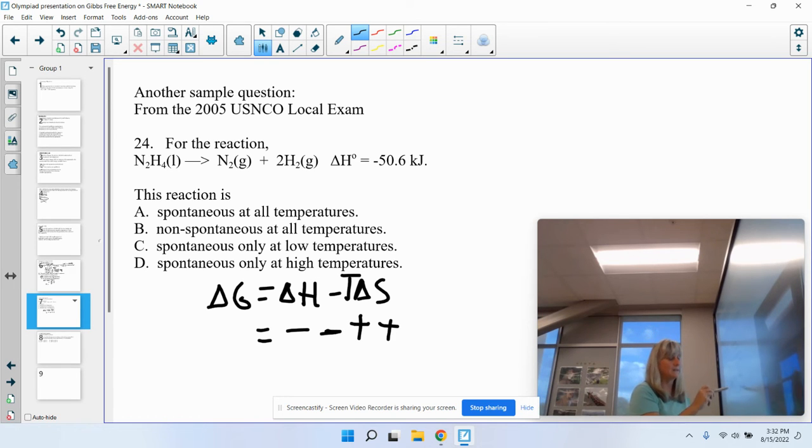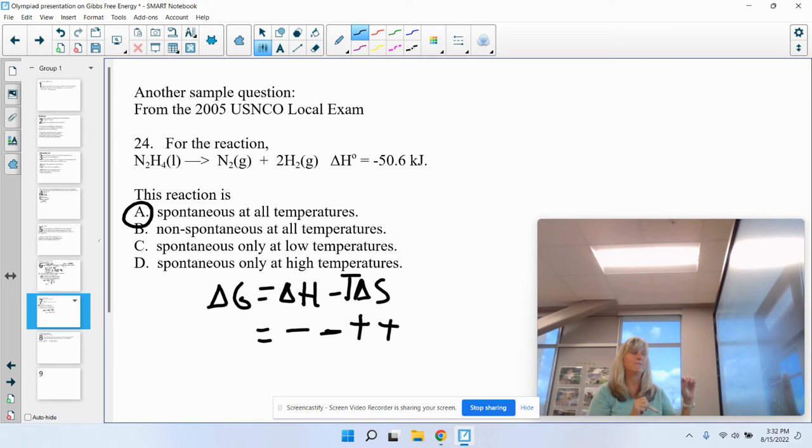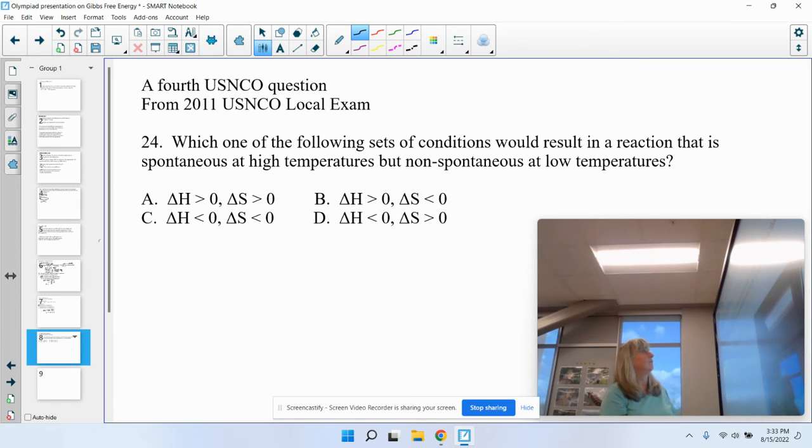So we have a minus for the delta H, subtracting this term. So no matter what temperature is, it's just going to get more negative. So this would mean that at all temperatures, delta G will be negative. So it will be spontaneous at all temperatures. Okay, so delta H being negative, delta S being positive, so it's being exothermic and increasing in entropy, it will always be spontaneous.